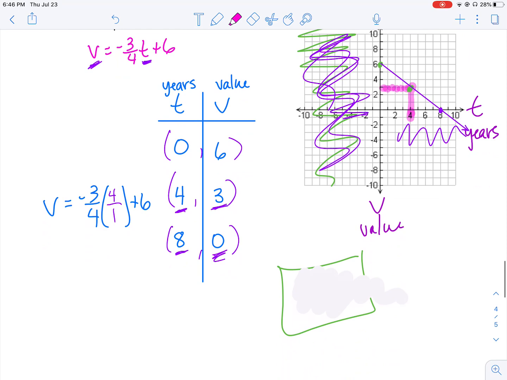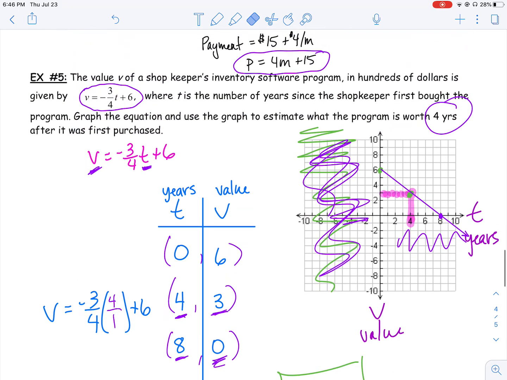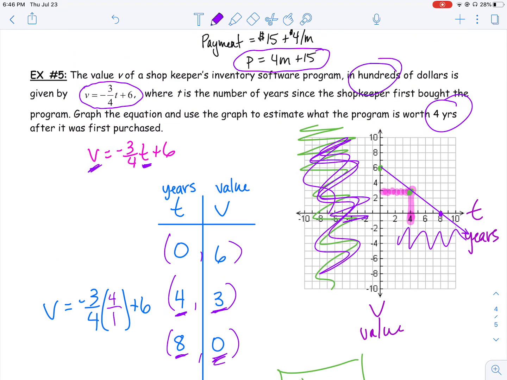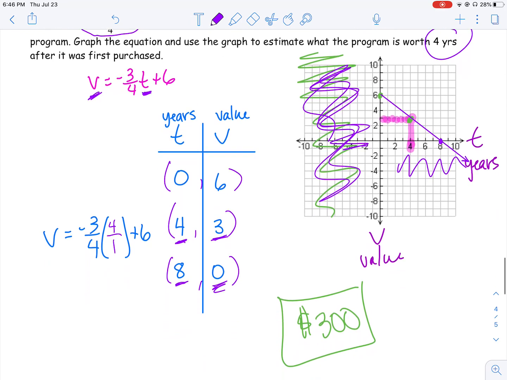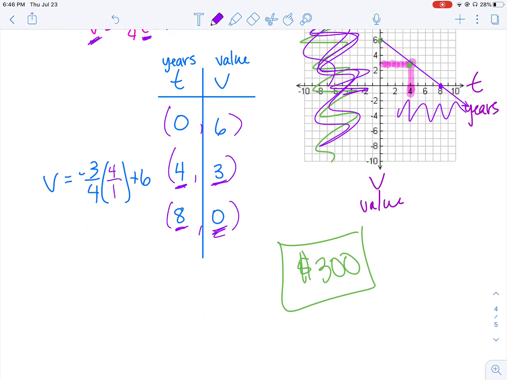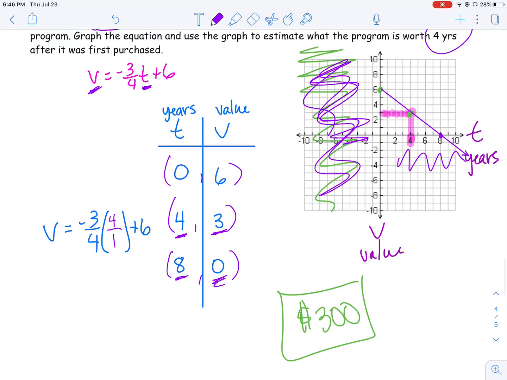And not just $3, but remember, $300 from the word problem. So if I keep this program for 4 years, then the program is going to be worth approximately $300. Now, you could have gotten that by actually plugging in like we did, or if you didn't necessarily pick 4 as one of your years, maybe you picked 8 and 12 and something like that, you could still use the line, the graph, to estimate what the value is going to be after 4 years.